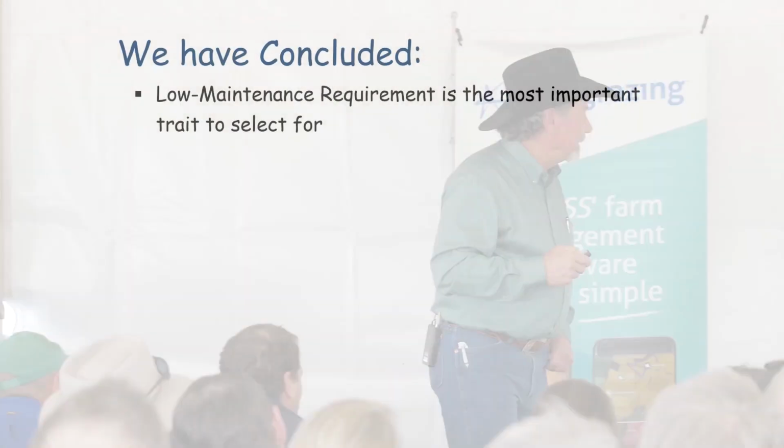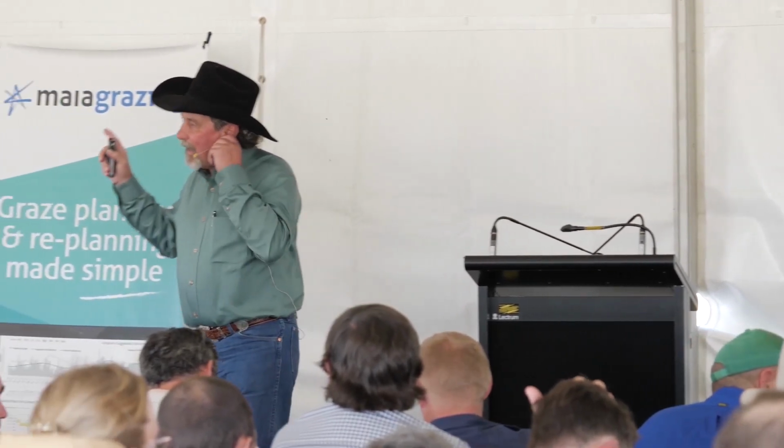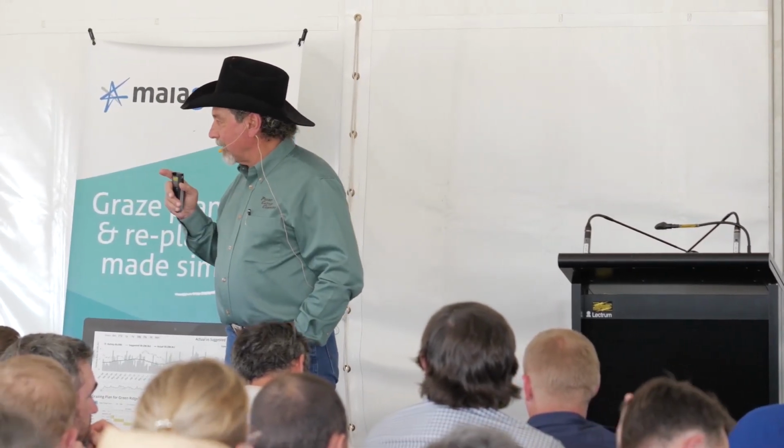We've concluded, and we've been at this for 30 plus years, but here's the things we've concluded. Number 1, low maintenance requirement is the most important thing that we need to select for. Now, you can't just go out there and select for that. It's tied into growth, milk, and frame. Low maintenance is a factor of growth, milk, and frame. So as long as we're still selecting for bragging rights, you're never going to get here.